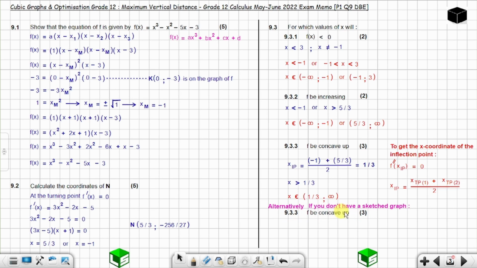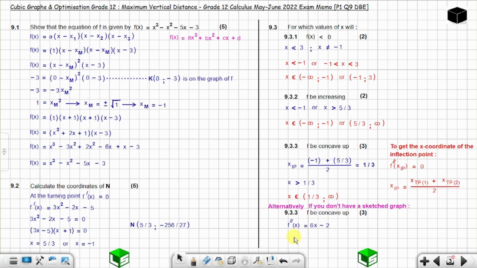What you have to do is to use the second derivative. With the second derivative, you can tell where the graph is concave up or where the graph is concave down. So you have the first derivative. Let's get the second derivative. The second derivative is equal to 6x minus 2. And then minus 0, right? Minus 0. So this is the second derivative.